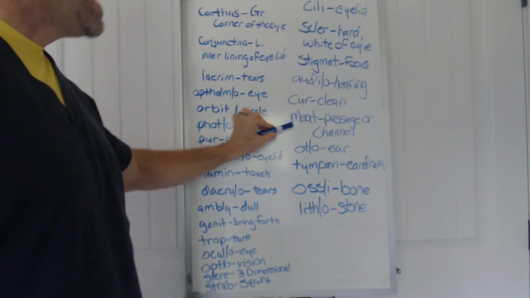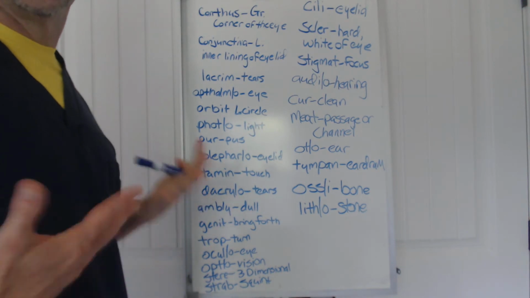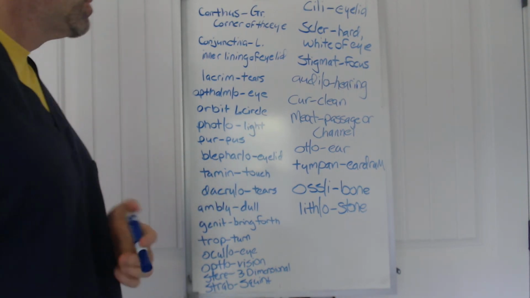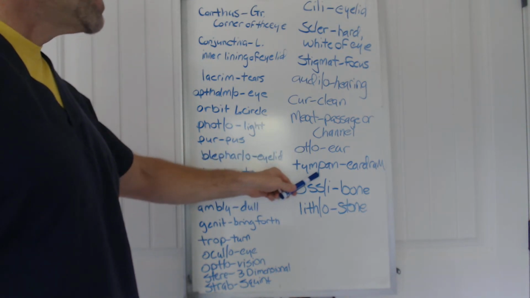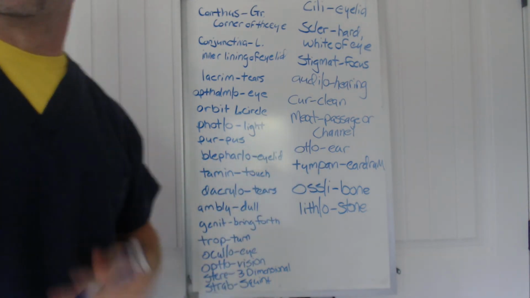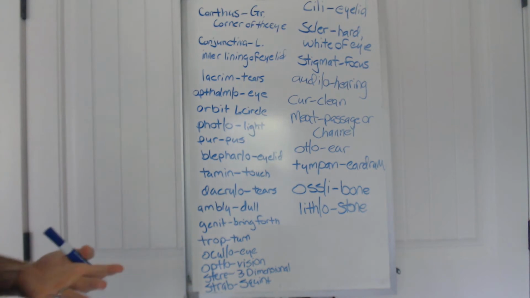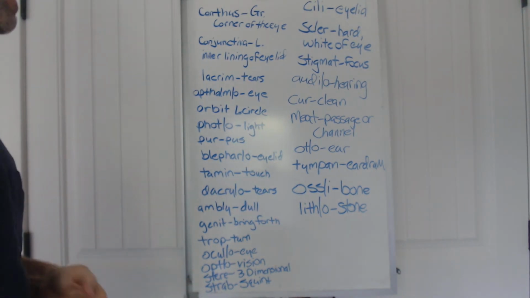Meate, passage or channel, like the external auditory meatus, for example. Oto, ear. Tympan, for tympanic, for example. If you put IC on the end of that, that would mean pertaining to the tympanic membrane.